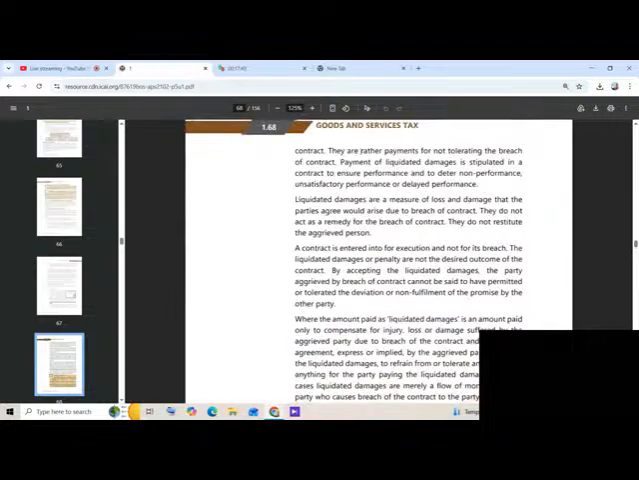It is argued that performance is the essence of a contract. Liquidated damages cannot be said to be the consideration received for tolerating the breach or non-performance of contract. They are rather payments for not tolerating the breach of contract. Payment of liquidated damages is stipulated in a contract to ensure performance and to deter non-performance, unsatisfactory performance, or delayed performance. Liquidated damages are a measure of loss and damage the parties agree would arise due to the breach of contract.